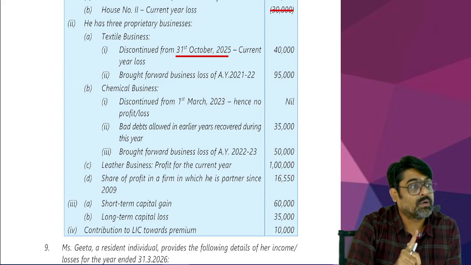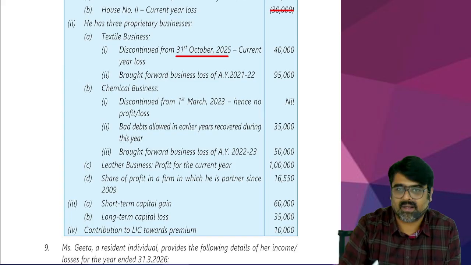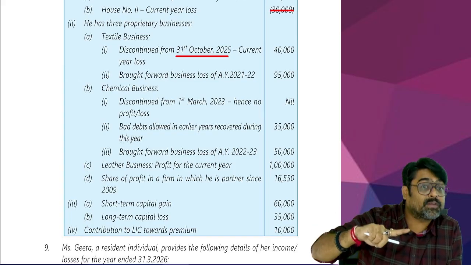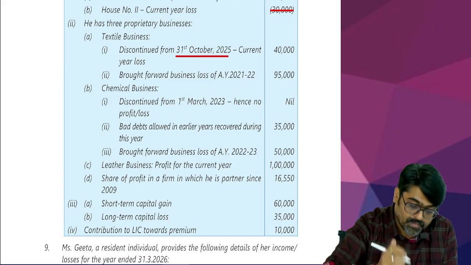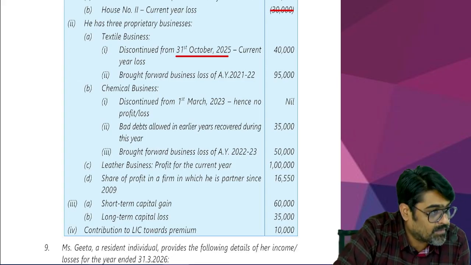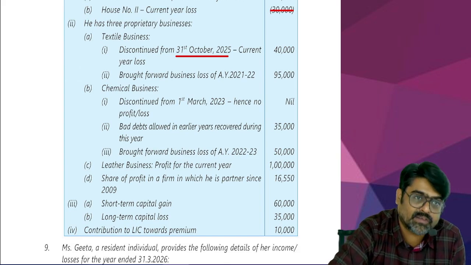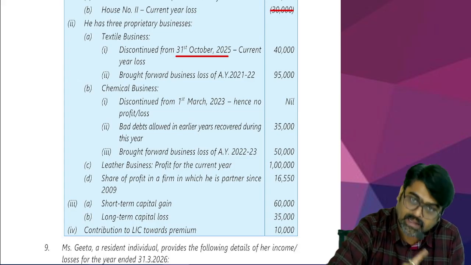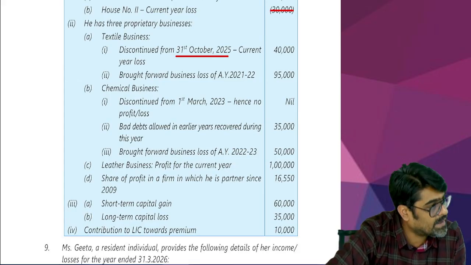Yes or no? Understanding or not? So current year loss is there for one business. So before setting off the brought forward business losses, you have to set off current year business loss. Yes or no? Now textile business brought forward business loss for assessment year 21-22 was 95,000. So if you have any business income in this year, from that business income, first you will set off 40,000, and if the profit remains, then you will set off 95,000. Yes or no? Getting my point?